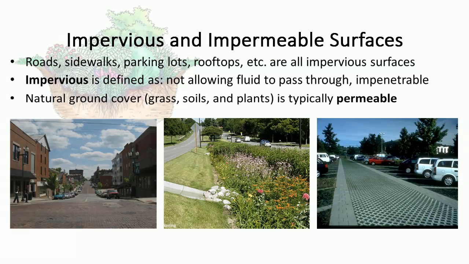Of the images shown here, can you determine which of the surfaces are impervious or permeable? And how do you think runoff water would behave in these areas? The brick pavement would be impervious, the roadside garden would be permeable, and the grass pavement would be semi-permeable.